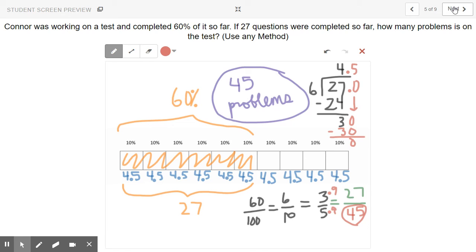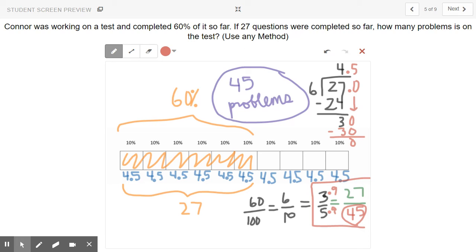Now for this question, I would have used a proportion. 60% equals 60 out of 100, which simplifies to 6/10. If I divide 6 over 10 by 2, you get 3/5. This is the proportion that I would have solved on the side. What 3/5 represents is that for every 5 questions on the test, Connor completed 3 of them.